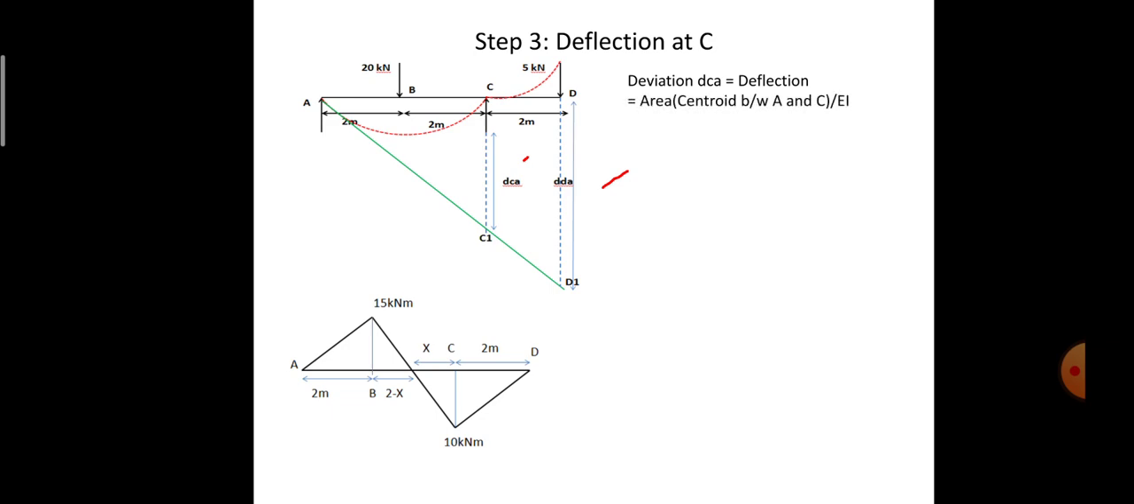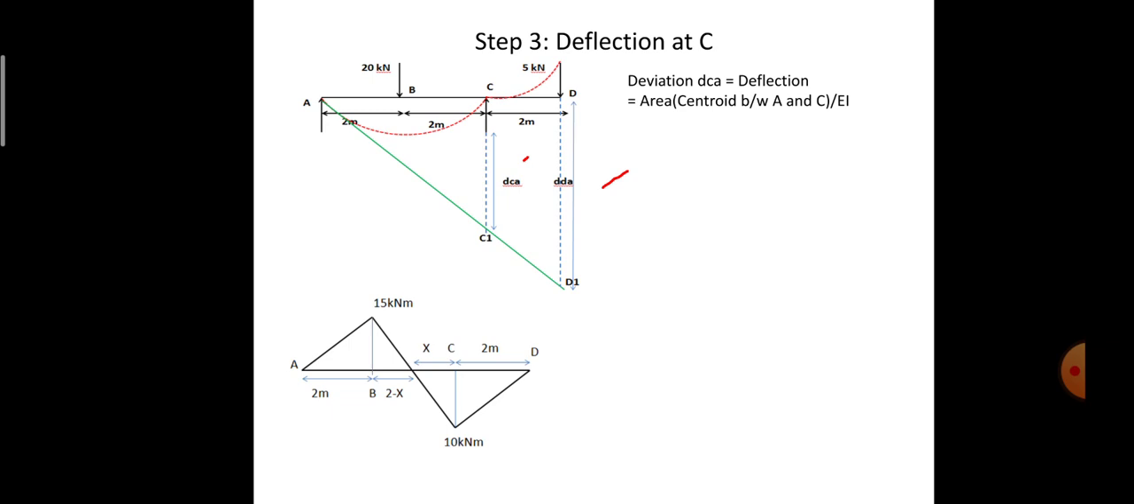Here, by using the moment area theorem, the deflection will be taken as the area between C to A multiplied by the centroidal distance with C as the reference point. Remember, if I want to calculate the deflection at point C, the point of reference for calculating the centroid will be the same as the point where we are going to calculate the deflection.